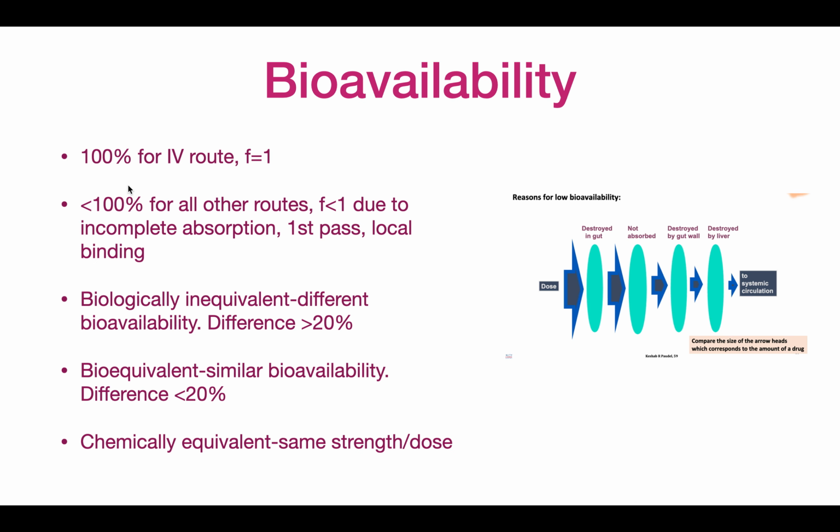So remember that for IV, it's going to be 100% bioavailability. So F is equal to 1, and F is just bioavailability. It's going to be less than 100% for all other routes. It's due to like incomplete absorption, first pass metabolism, local binding, etc.